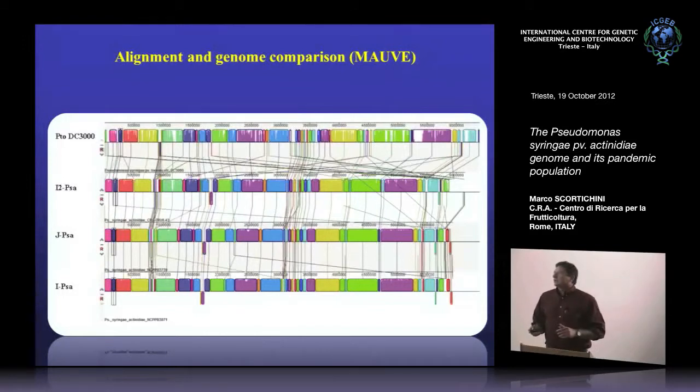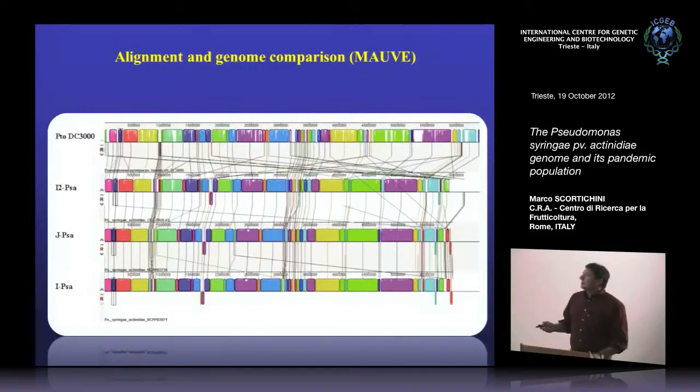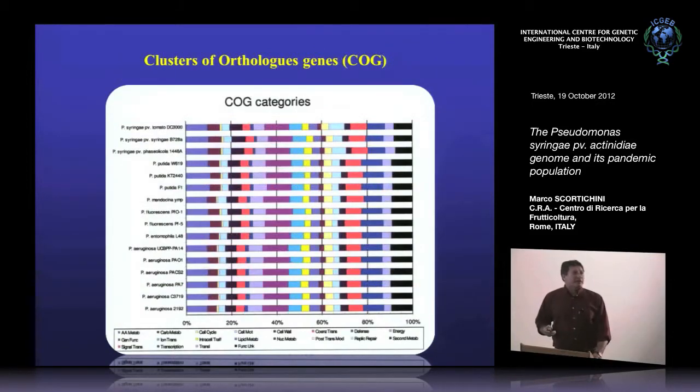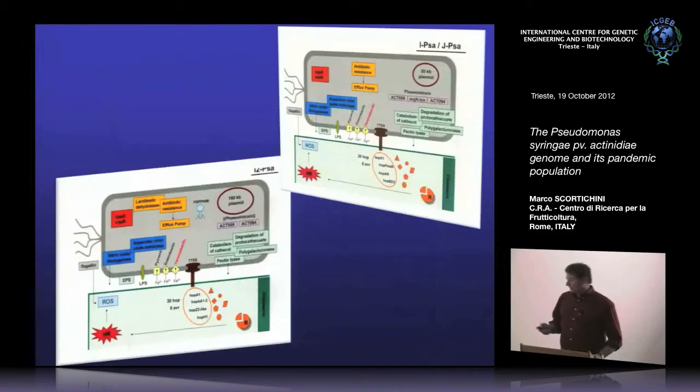You have to go into details, paying attention to different sets of genes to point out similarities or differences among the genomes. The other view of the genomes is the clustering of orthologous genes, that is to say the proteins. There are different categories of proteins, and you have to select and put in the right place the different proteins. And this gives you another perspective of the genome sequencing. This is a panel trying to highlight the similarities and differences between the two populations of Pseudomonas syringae pv. actinidiae. The old one caused important damage in Japan, but not in Italy, even though they are very similar genetically, and the second one is the current pandemic population spread all over the world.